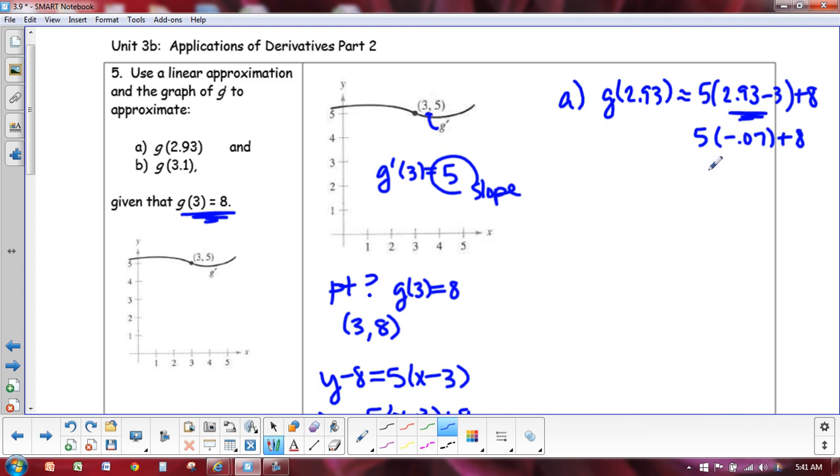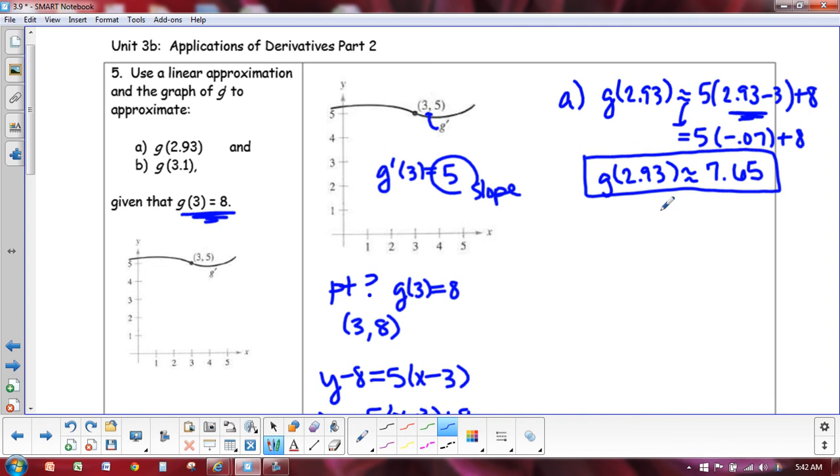g of 3.1 is approximately equal to 5 times (3.1 minus 3) plus 8. So 5 times 0.1 plus 8, so you get 8.5 there. And again, from the first line to the second, those are exactly equal, but this last part, g of 3.1, is just approximately equal to 8.5. The approximation wins out, so to speak. So that's how you do one if you're looking at a derivative graph.